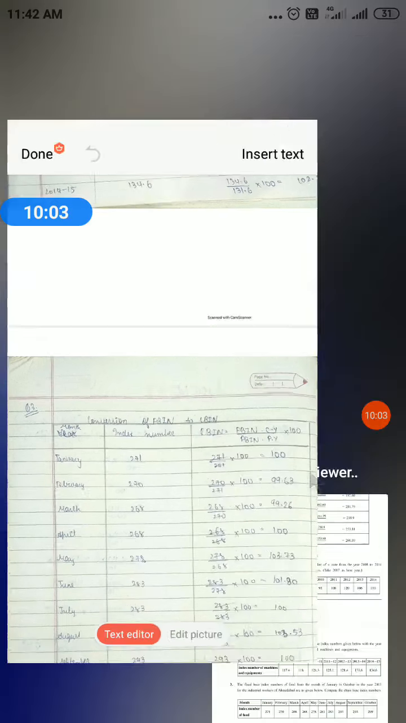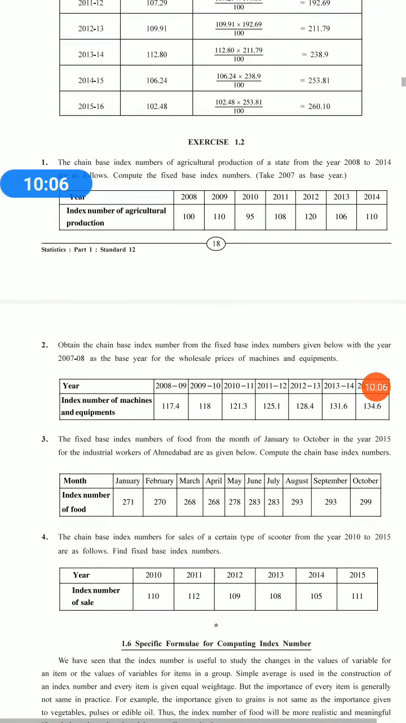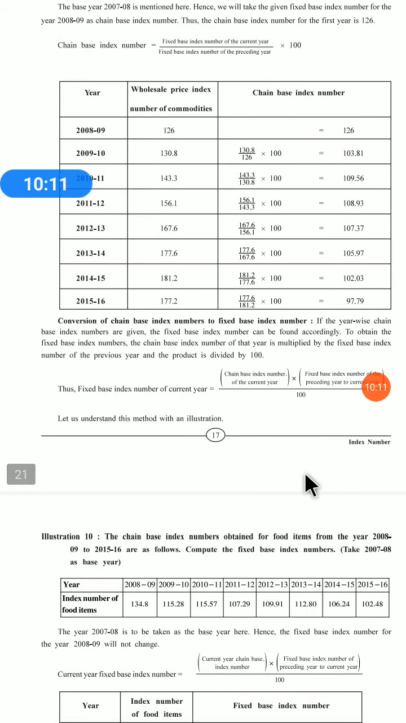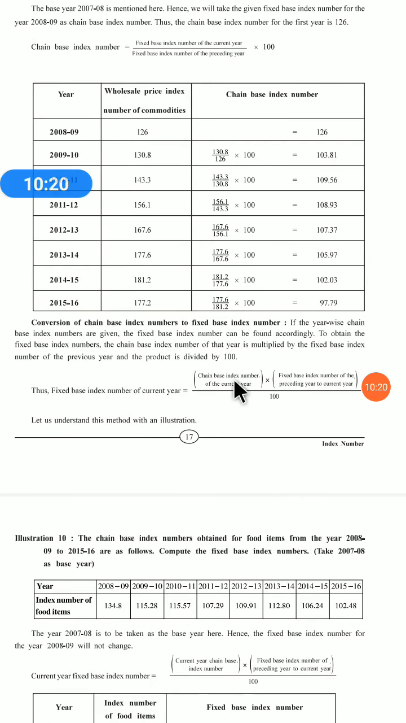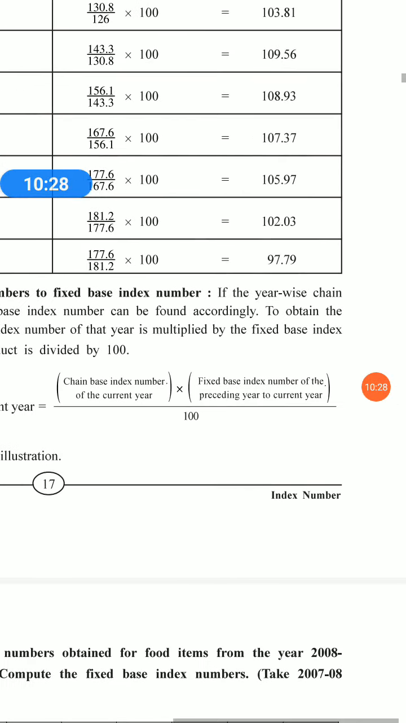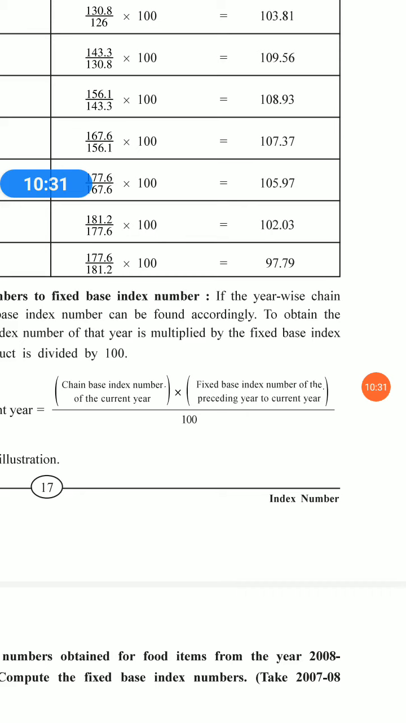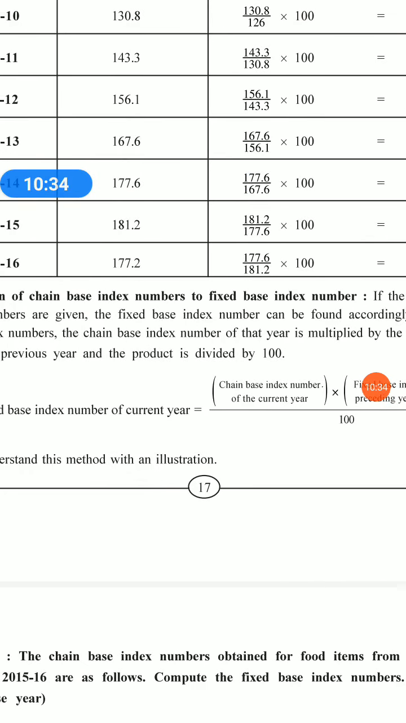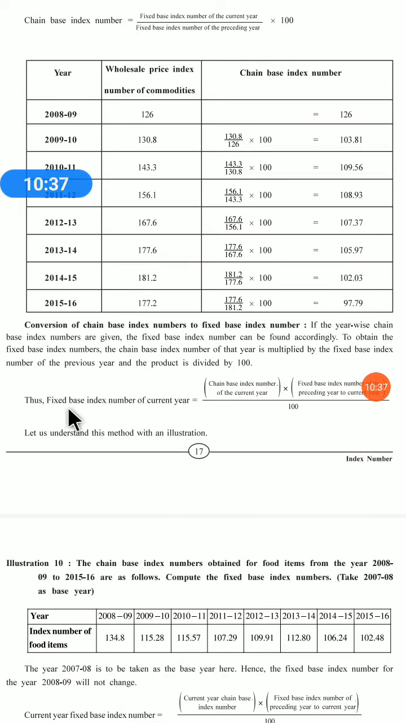Now we are going to see how to convert chain base index number into fixed base index number. So for that we are going to see the formula. Fixed base index number of current year is equal to chain base index number of current year, right, into fixed base index number of the preceding year to current year upon 100. See, here we are going to convert into fixed base index number. It means chain base index number will be given in a question.